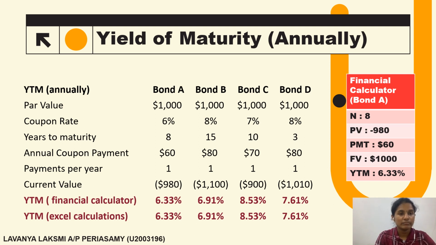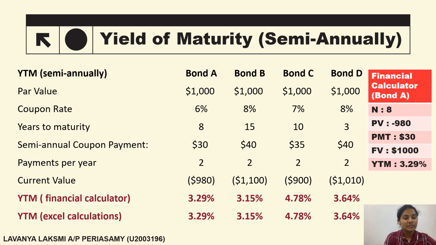I got the same answer, same YTM, using both the financial calculator and also the Excel calculations. Next, the yield to maturity semi-annually. Semi-annually means the bondholders will be paid twice a year. So in this case, all the information will be the same except for the semi-annual coupon payment, which we have to divide by 2.